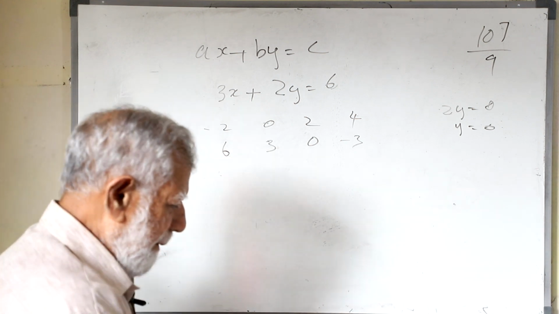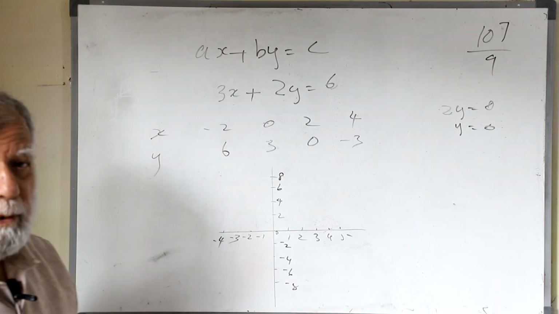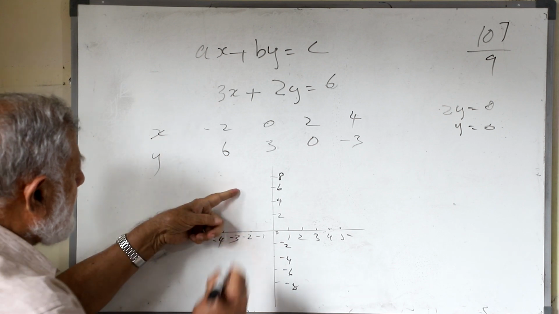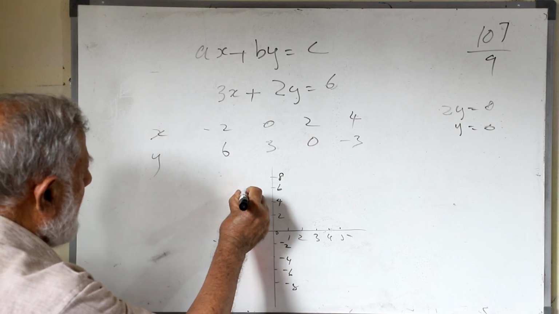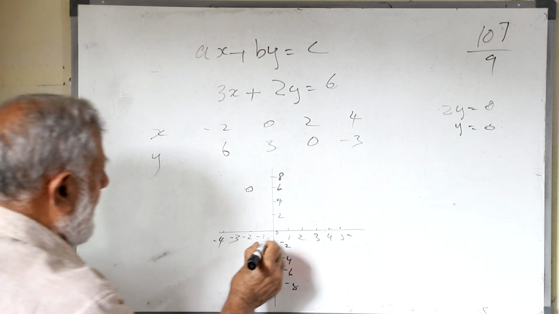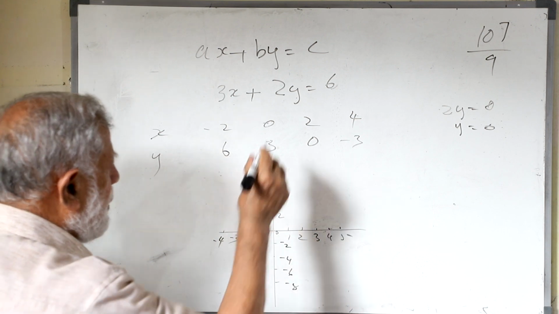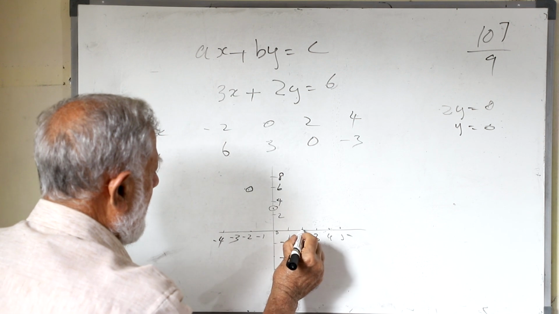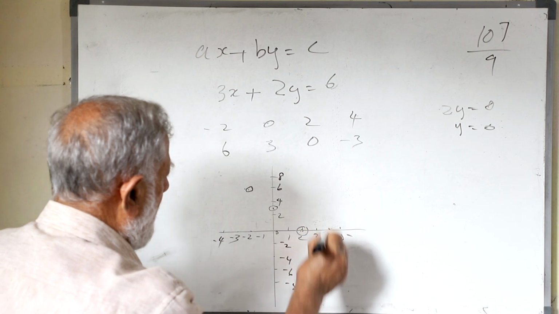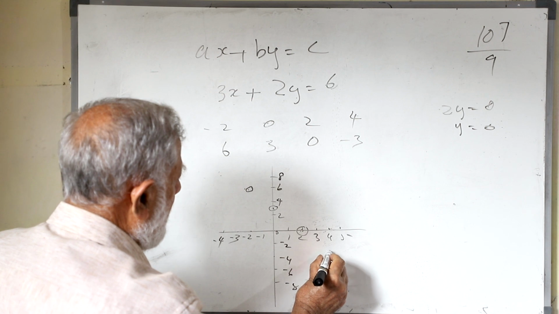Now we will draw the graph. We have drawn the Cartesian plane. Here is 0. Now we will start putting the points. When x equals minus 2, y is 6. Then 0, 3. Then 2, 0. Then 4, minus 3, here.